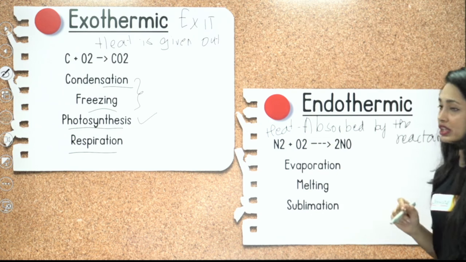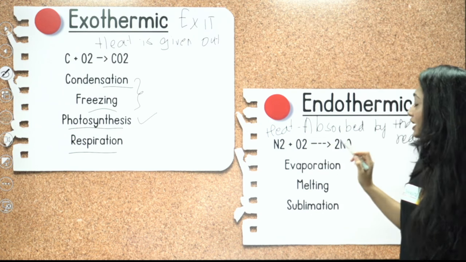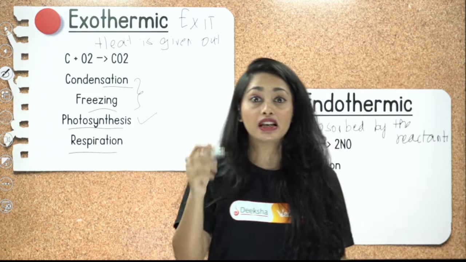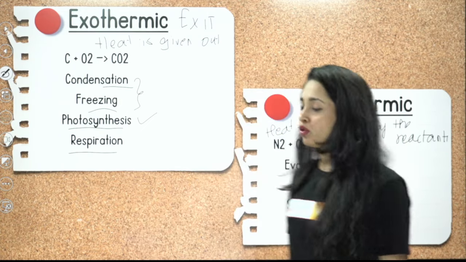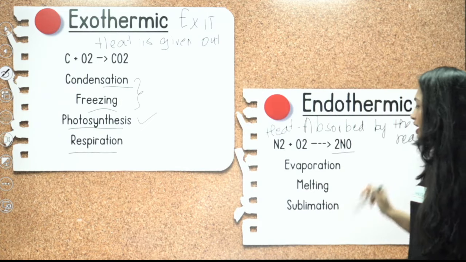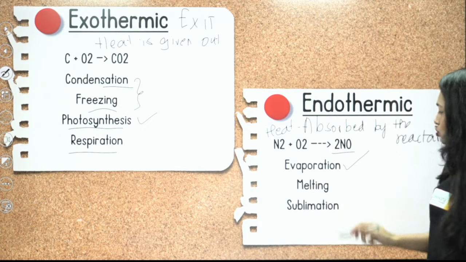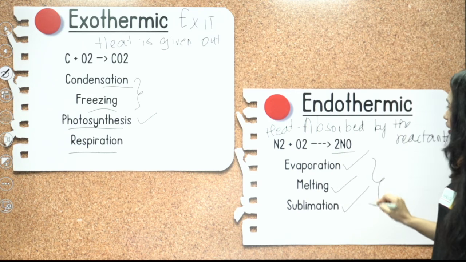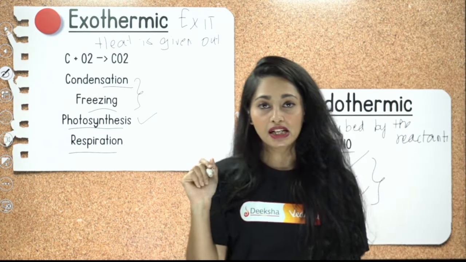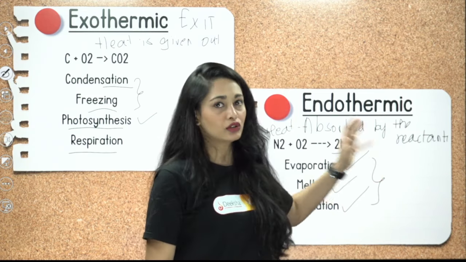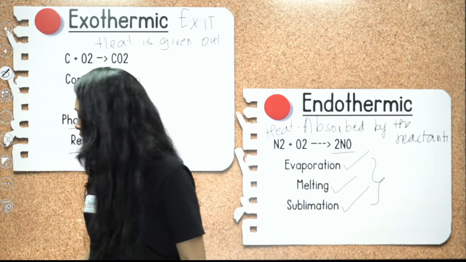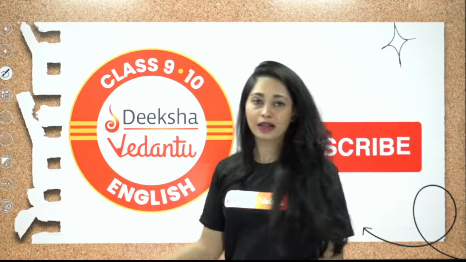Here nitrogen gas and oxygen gas are going to react with each other only when a large amount of heat is supplied, around 700 degrees Celsius. Okay, they are going to give nitrogen monoxide. So evaporation, endothermic in nature. Melting, sublimation, these are all endothermic in nature. These are not chemical reactions, but physical changes, yet they are endothermic in nature. So this is all about different types of chemical equations.